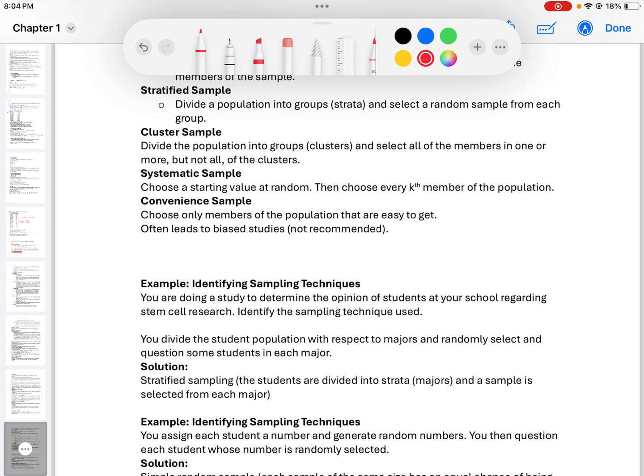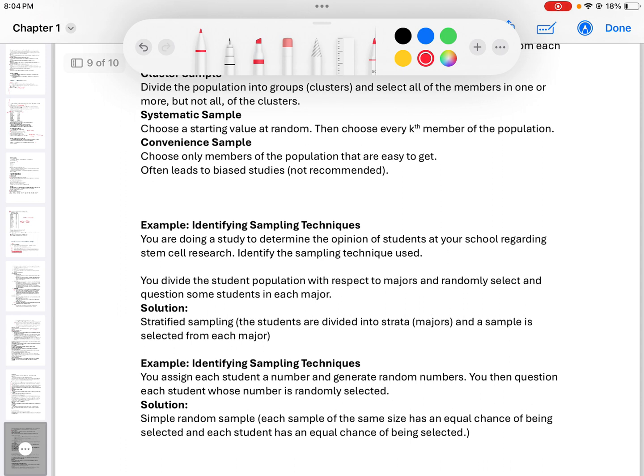Choose a starting value at random. For example, choose every kth member of the population. So if you had a sample group of 100, you would only test, say, every fifth member, like the 5th person, the 10th person, the 15th person, and so on.